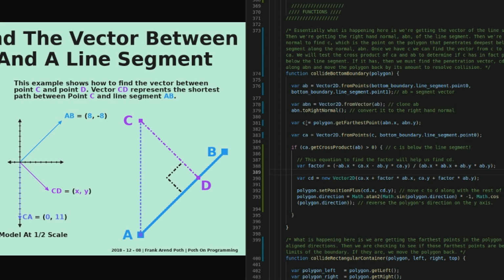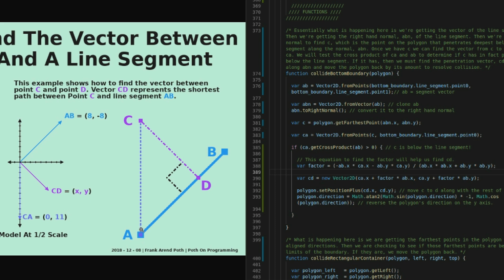Then we're going to get C. Now we know how to get C because we know how to get the farthest point along a given direction in our polygon. C is going to be the point in the polygon that's farthest along ABN. So we're just going to say polygon.getFarthestPoint, abn.x, abn.y, and it's going to give us the farthest point in our polygon along that right-hand normal of AB. Then we're going to get CA. That's no problem. We know what C is now because we got that farthest point. So we just have to get the vector between our farthest point in the polygon and just a point in our line segment. I'm using point 0, and we get CA.